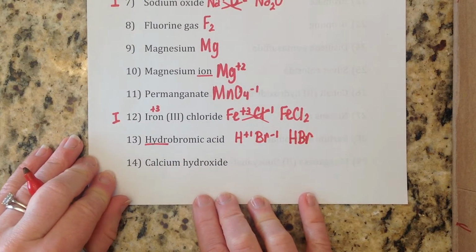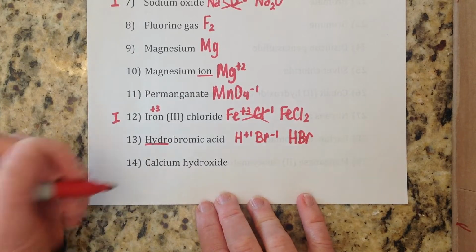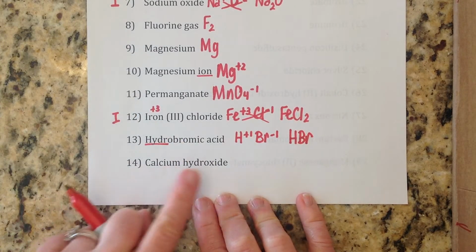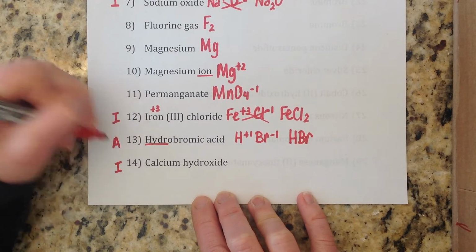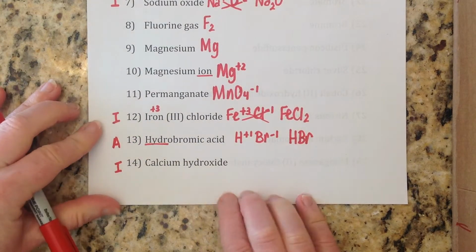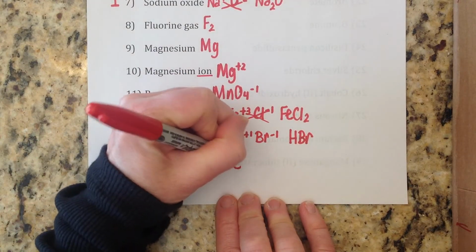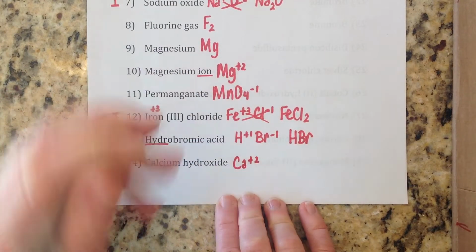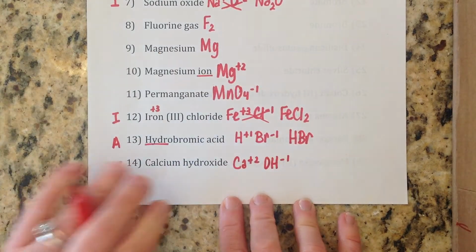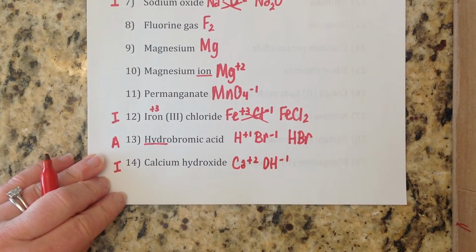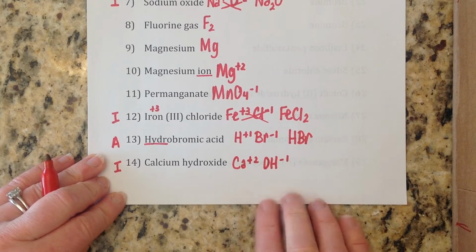And the last one, calcium hydroxide. That's ionic because I have a metal and a polyatomic ion. By the way, acids, that's an acid, but we do crisscross it just like an ionic. Calcium has a +2. Hydroxide is OH -1. Now what you have to take into consideration here is the fact that's a polyatomic ion.